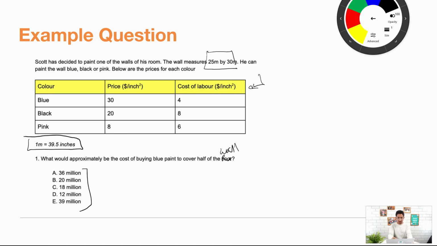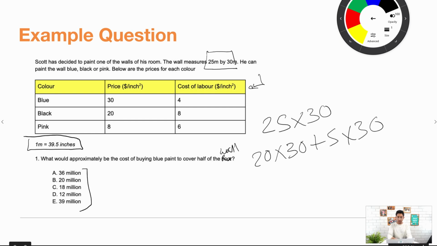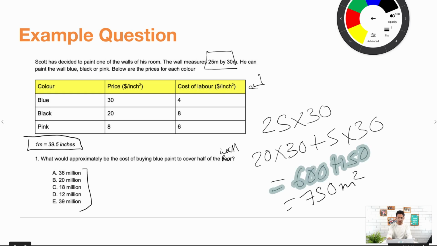So first thing we'd have to do is find the area. So it'll be 25 times 30. Now what's 25 times 30 going to be? Again, split it up: 20 times 30 plus 5 times 30. 20 times 30 is 600, 5 times 30 is 150. So the area is 750 meters squared. That's the area in meters squared, but the prices are given in inches squared.